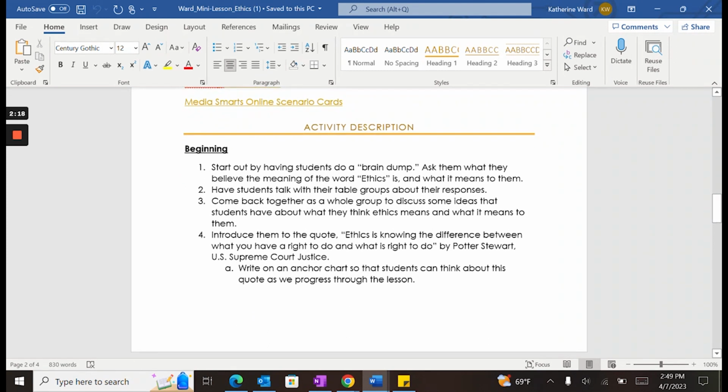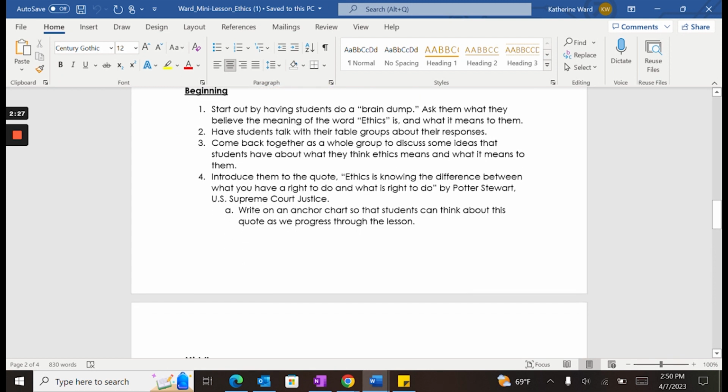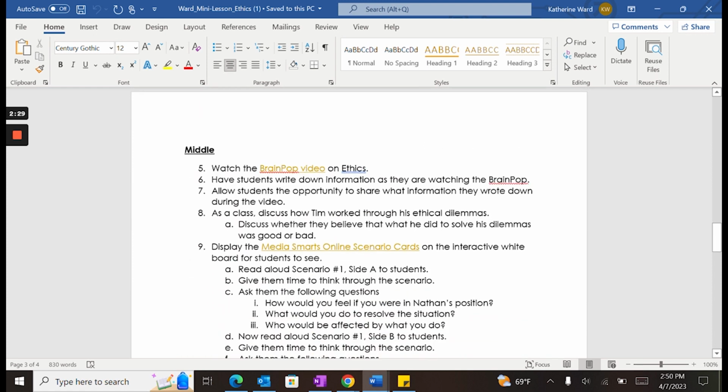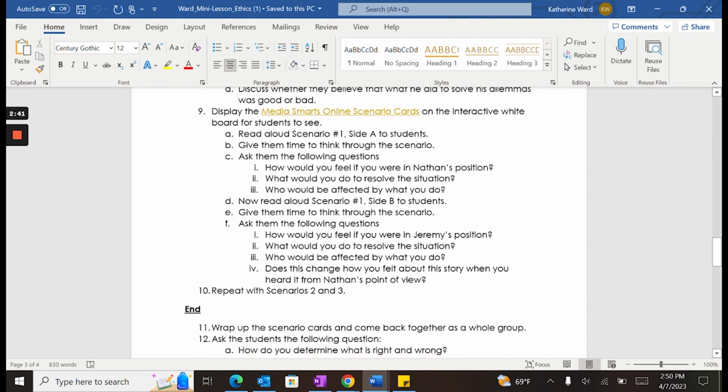We asked students to do a brain dump on what they believe the word ethics means, talk to their table groups about their responses, and then come back together as a whole group to discuss some ideas. Students watched the Brain Pop video on ethics and wrote down some information as they were watching. We discussed how Tim from Brain Pop worked through those dilemmas ethically, and then we looked at some scenario cards.